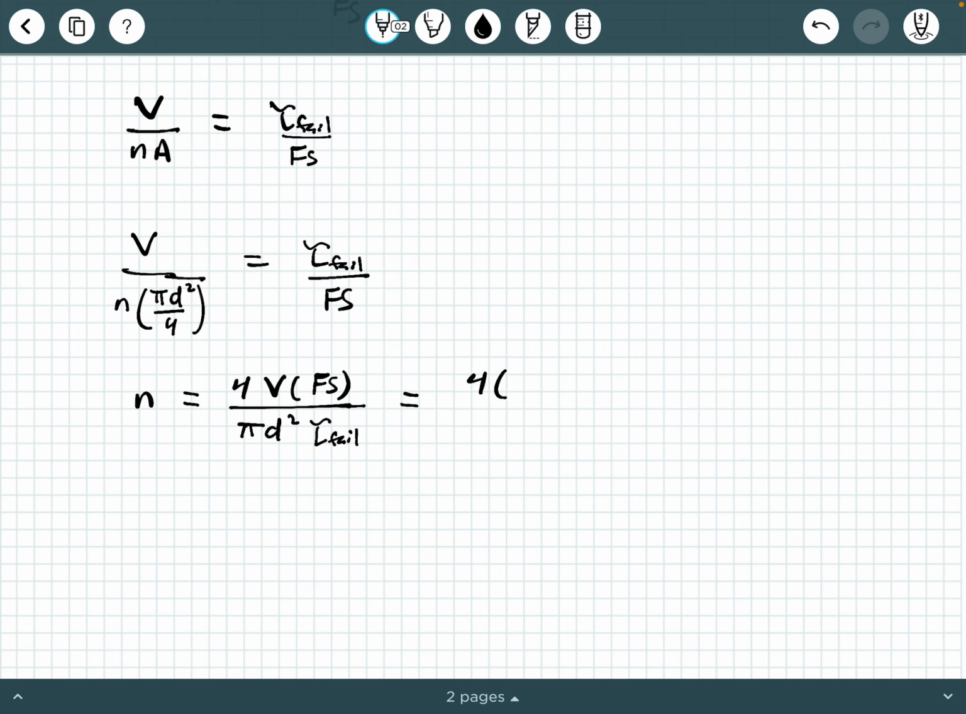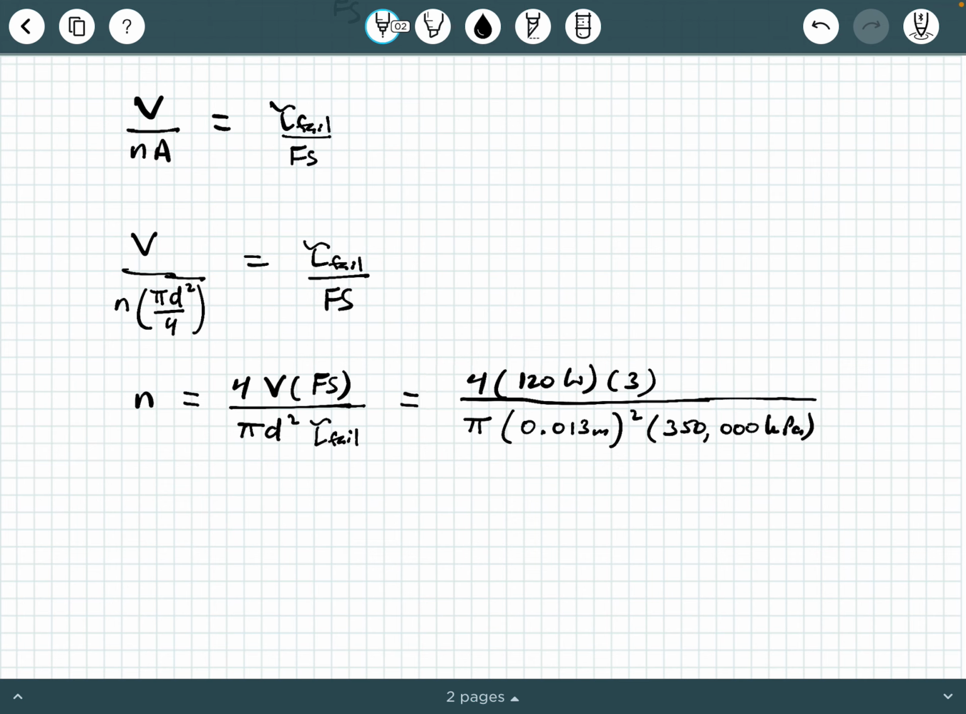I'm going to say 4 times 120 kilonewtons times the factor of safety, which was given to us as 3, all divided by pi times, now what's that diameter? It was 13 millimeters, so that's 0.013 meters squared, and then tau fail was 350 megapascals, so we're going to need to convert that to 350,000 kilopascals. Why do we have to convert that? Well, it's because our shear force in the numerator is in terms of kilonewtons, and so you need consistent units.